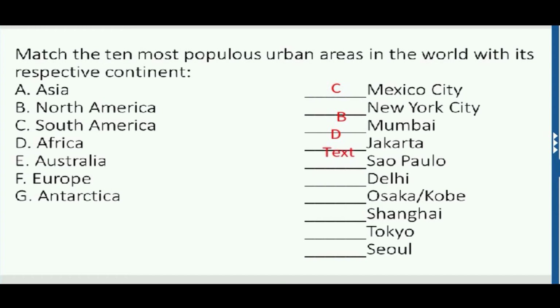Jakarta is in Africa, I believe. I had these written and then they jumbled them up. Sao Paulo, I believe that is in South America. Delhi is in India, which I think is considered Asia. Osaka is Asia, Shanghai is Asia, Tokyo is Asia, Seoul is Asia. Okay.